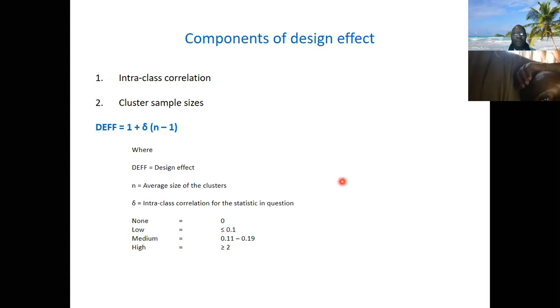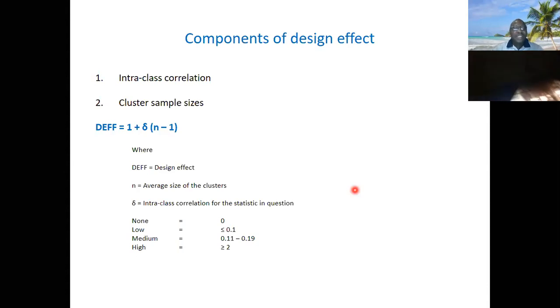So the formula: design effect is 1 plus delta into n minus 1. If you see this formula somewhere, it's the same, but they may use m instead of n, and rho instead of delta. It doesn't really matter, but you will discover that it's the same thing. What is important in the formula is the definition and explanation of those items.